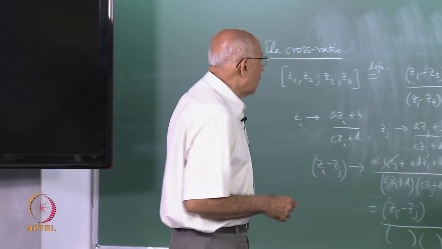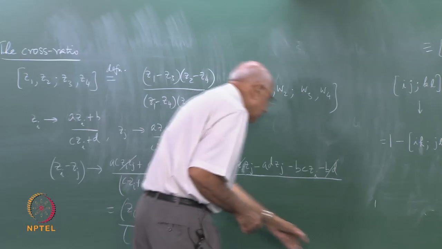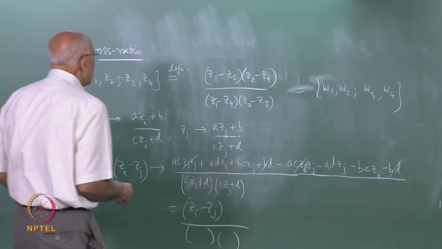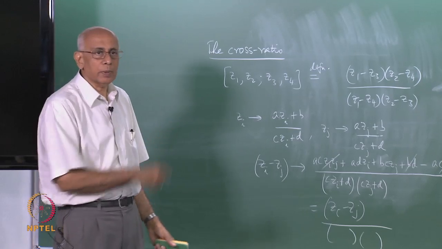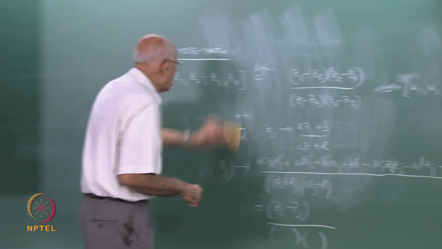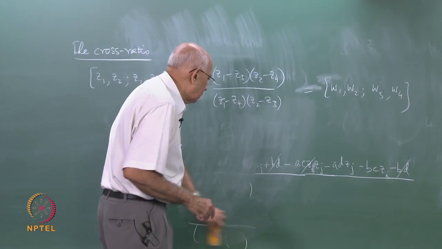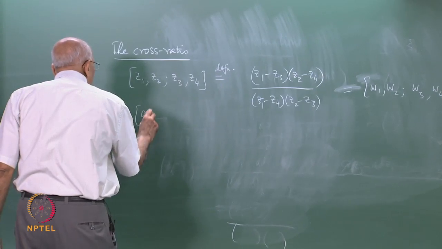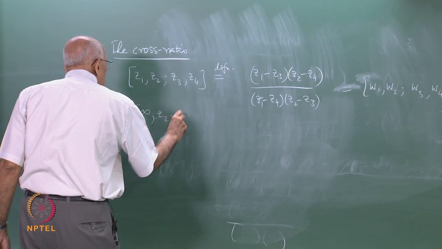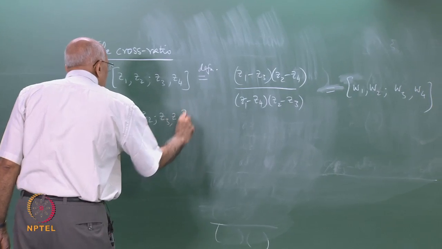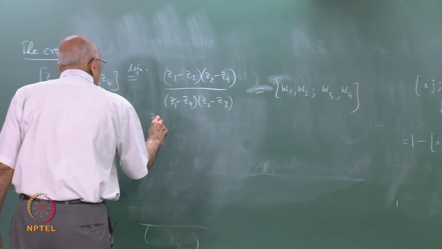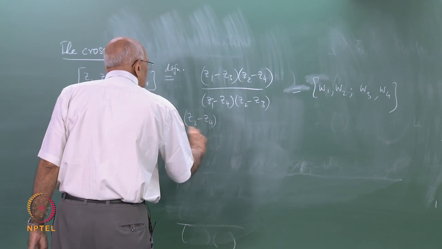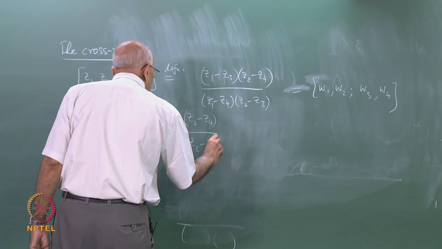Okay. Now I should also mention one more thing. Suppose one of these points is infinity, then what happens to the cross ratio? So let us suppose, for instance, that Z1 is infinite, does not matter, any of these points could be infinity. So the cross ratio (infinity, Z2, Z3, Z4) is defined as a limit of this as Z1 goes to infinity. So it is just Z2 minus Z4 over Z2 minus Z3.